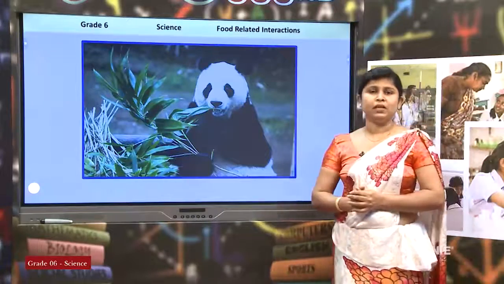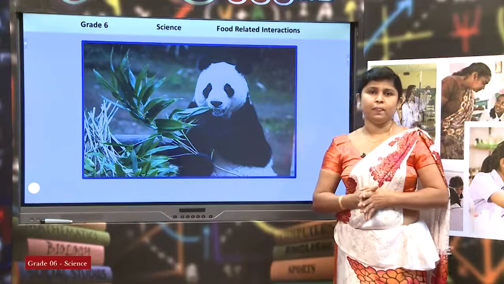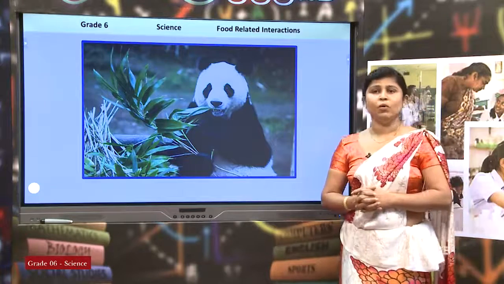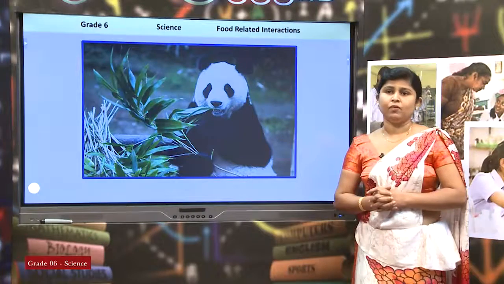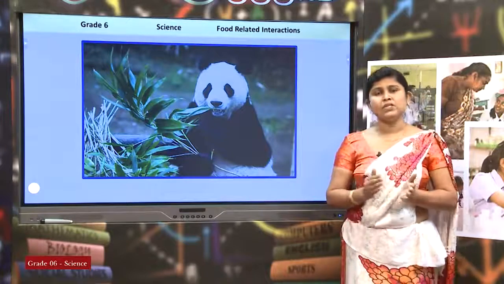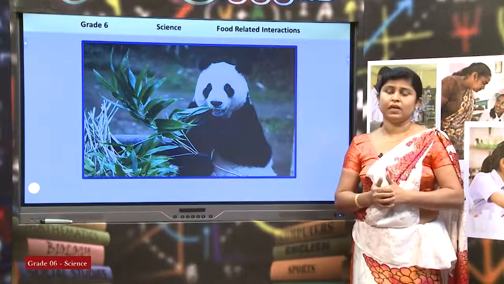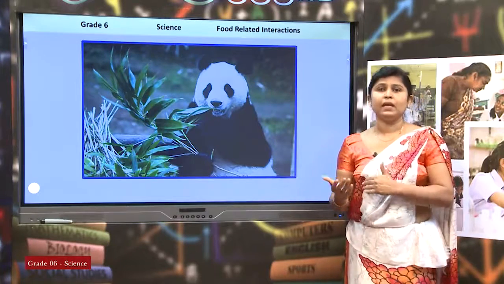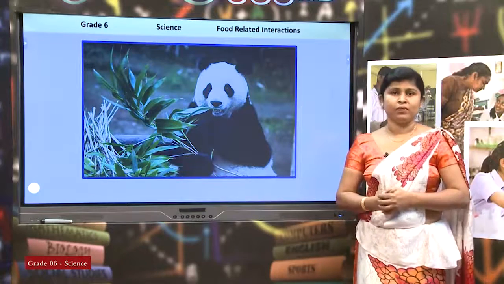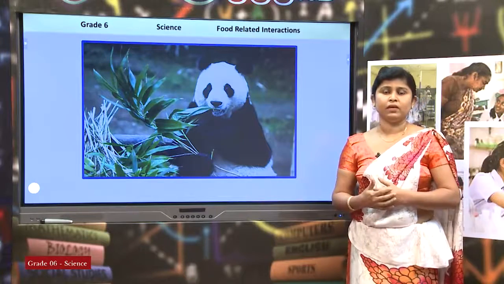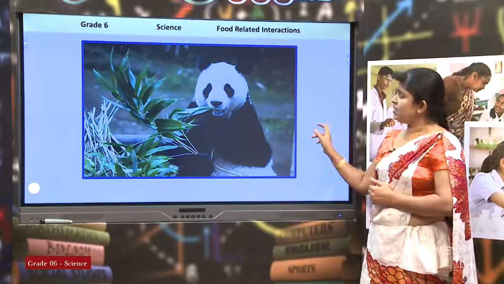So can't we prevent it? Steps have already been taken to conserve this animal. When a certain animal is dependent on a variety of food, its survival is more established. If there is no food, it can depend on another type of food. So it can survive. Let's see the next slide.